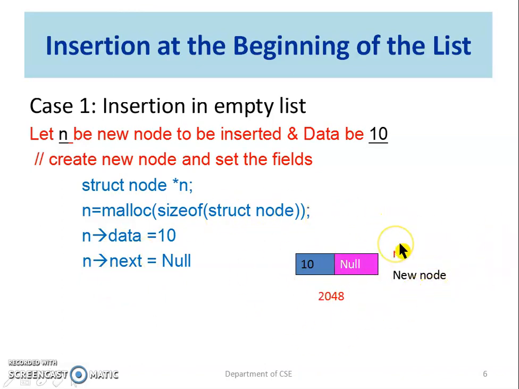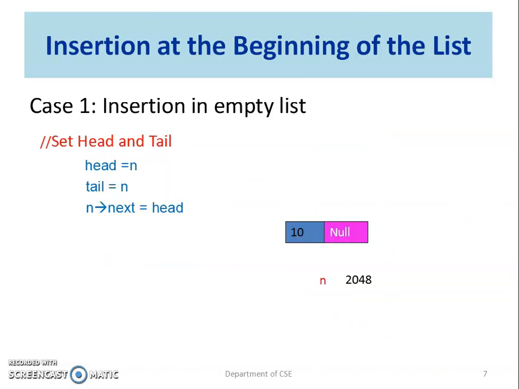Let us assume the new node n is created at the address 2048. As there are no other node in the list, set the head and the tail pointer to point to this new node n. These steps are similar to the step carried over in singly linked list. The step which differs is making the next pointer of this new node n to point to itself, that is head, thus making it a circular list. Then the insertion is completed.